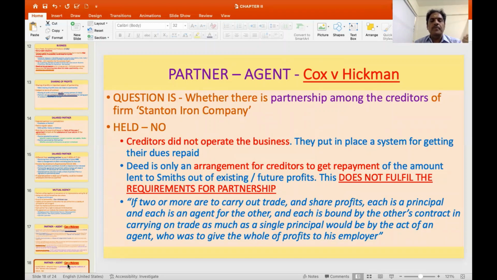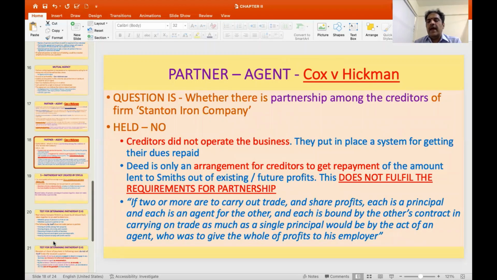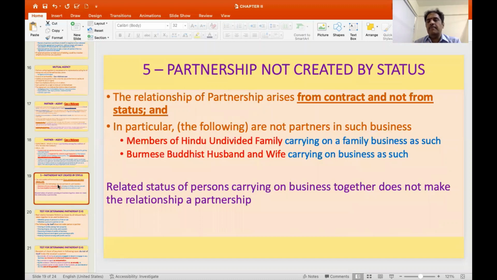So the court indicated that if two or more are to carry out any trade and share profits, each is a principal and each is an agent for the other, and each is bound by the other's contract in carrying on trade, as much as a single principal would be by the act of an agent who was to give the whole of the profits to his employer. So if it is a relationship like that of a principal and an agent, then only it will be a partnership, but not in the case of a co-ownership or in any other manner. Here basically it can be called a co-ownership, because they all own money and they were conducting the business merely to recover the money that they were supposed to be receiving.